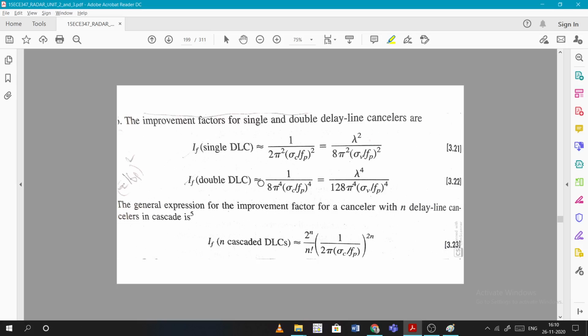But here we can see in general the formula for n cascaded DLC, that means single, double, triple, like n. So for n cascaded delay line cancellers, the improvement factor is approximately equal to 2 power n by n factorial, times (1 by 2 pi times sigma c by fp) whole power 2n.